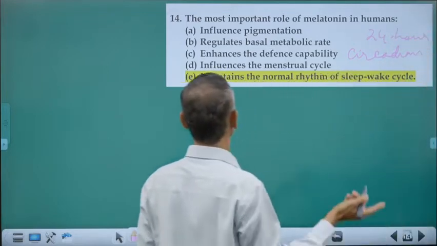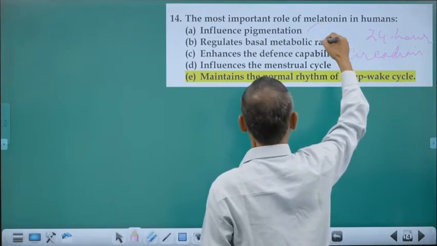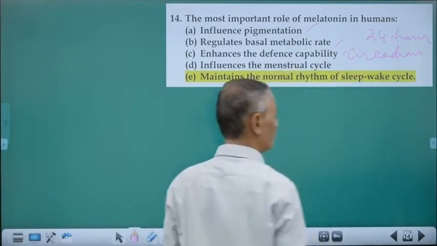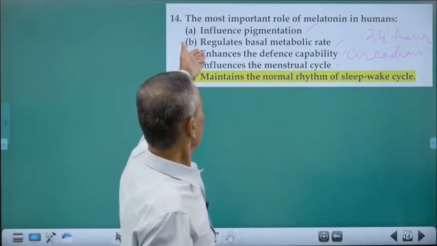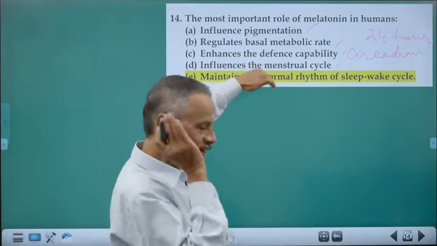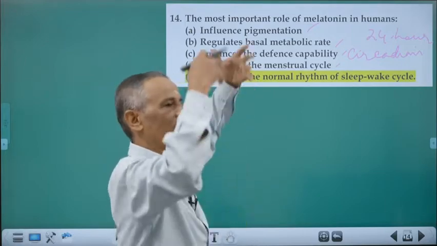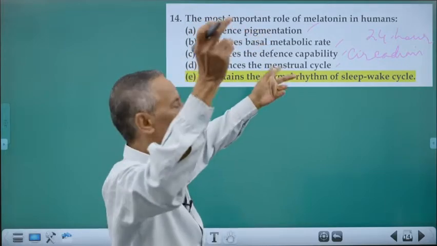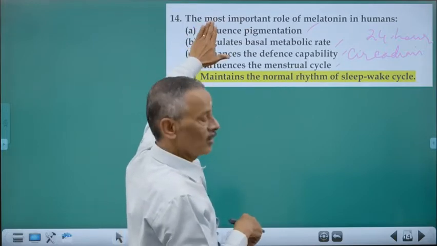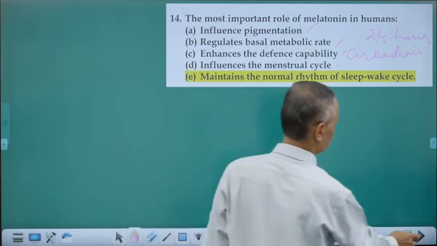It is having a role in pigmentation, regulating basal metabolic rate, enhancing the defense capability, influencing the menstrual cycle. It is having a minor role. See, it regulates the basal metabolic rate. It is slowing down actually. That's why we are going to sleep. Okay, when this hormone is suppressed, our metabolic rate is increased, so we become active, we wake up. So these are all side functions, but the main function is sleep-wake cycle.